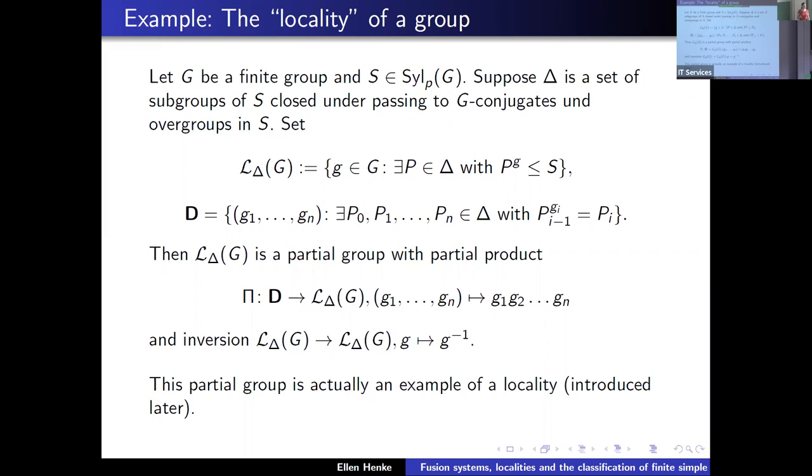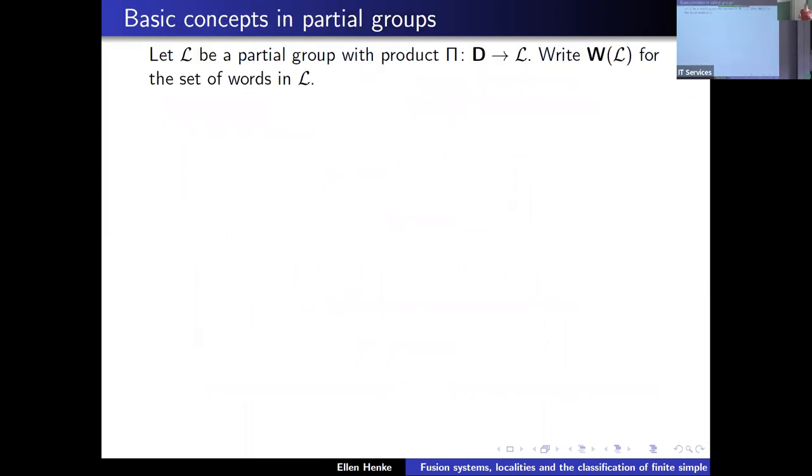What I like about partial groups so much in comparison to fusion systems is that it's very natural to define at least the very basic concepts. So just some piece of notation: I always write W of L for the set of words in L. So if L is a partial group with such a product pi from D to L, then D will be a subset of W of L.